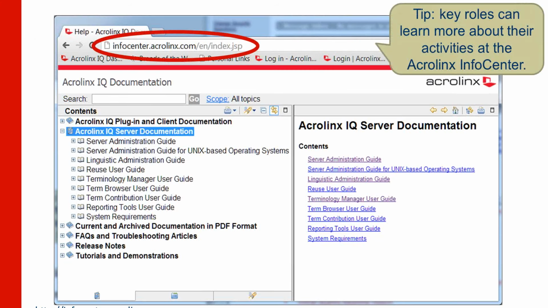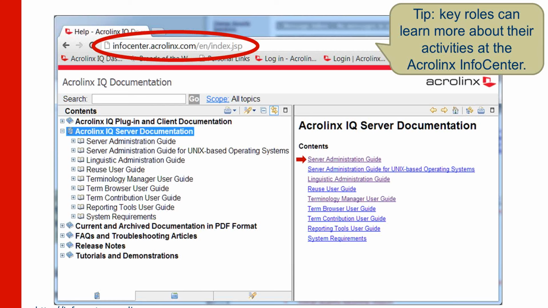Now, in advance of getting started, if you'd like to take a look at the specific activities that your linguistic administrator, server administrator, or terminologist will be doing, you can go to infocenter.acrolinx.com. All you have to remember is InfoCenter. Presumably you know acrolinx.com already. Go to infocenter.acrolinx.com and click on the left side, Acrolinx server documentation.